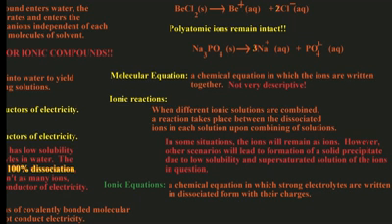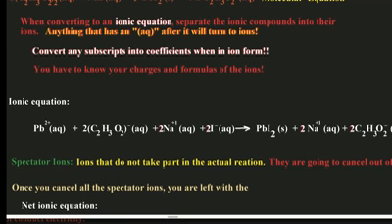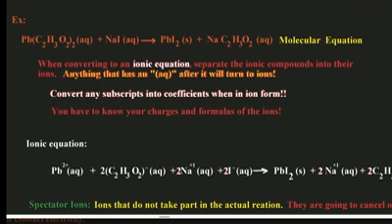Alright, so now if we were to look at this example here, it might make a little bit more sense. Here we have lead acetate added to sodium iodide to give us the solid of lead iodide, and this is sodium acetate. So this is a molecular equation. If you study it carefully, you'll notice it's not balanced.